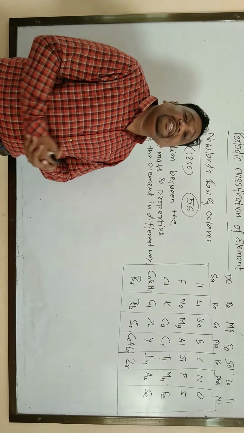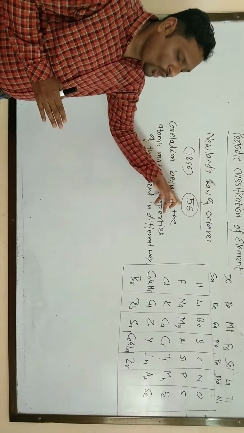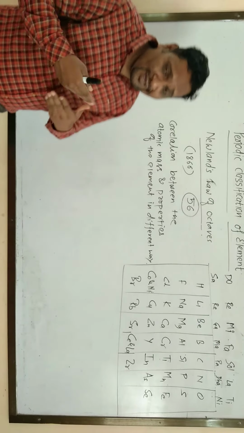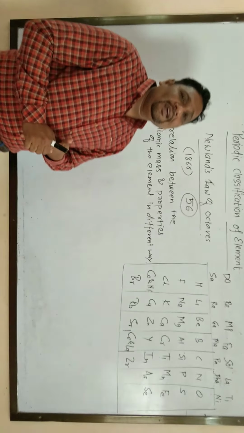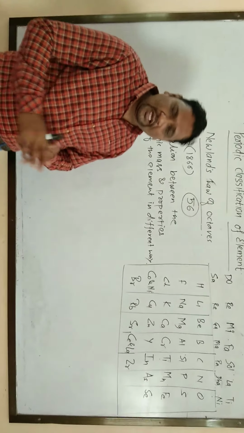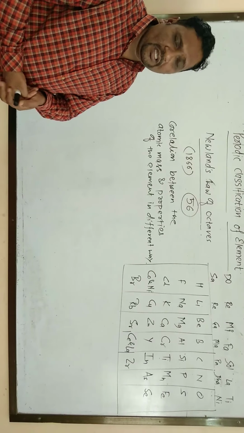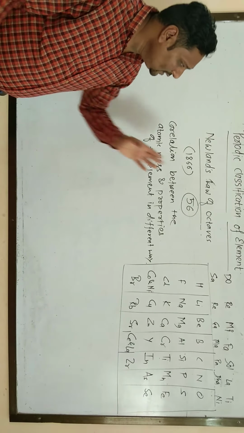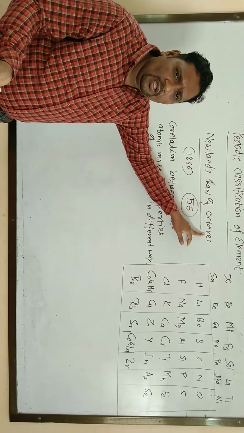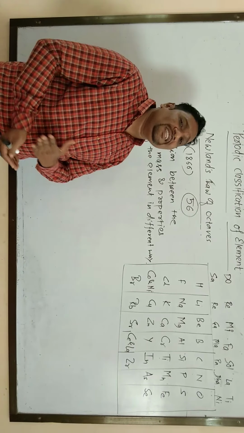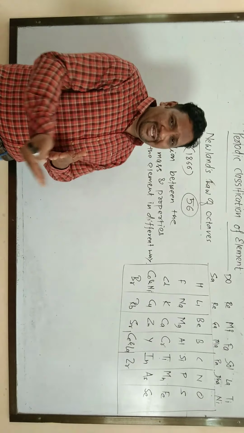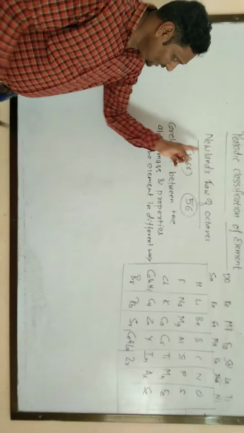For that, what did he do? He arranged all the 56 elements in the increasing order of their atomic masses and found that every 8th element had properties similar to those of the first. He compared it with the musical octaves and called it the law of octaves. What is the law of octaves? He found that every eighth element shows similarity to the first. This is called the law of octaves.